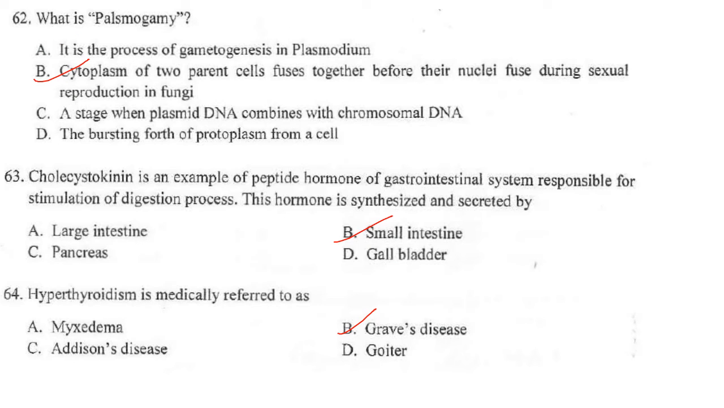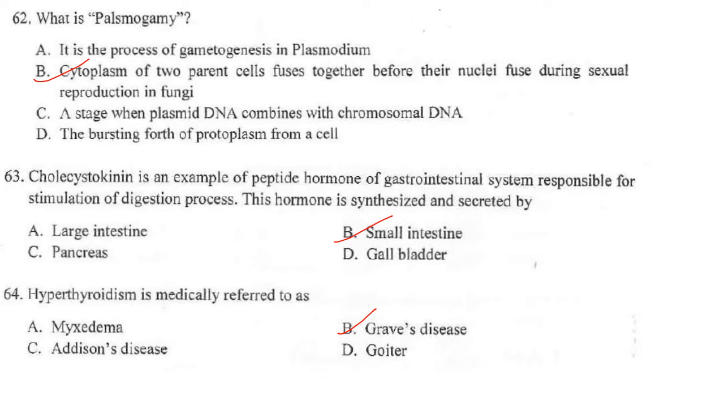The next one. What is plasmogamy? So cytoplasm of the two parent cells fuse together before their nuclei fuse during sexual reproduction in fungi. So answer is option B. Then cholecystokinin is an example of a peptide hormone of the gastrointestinal system responsible for stimulation of the digestion process. This hormone is synthesized and secreted by the small intestine.